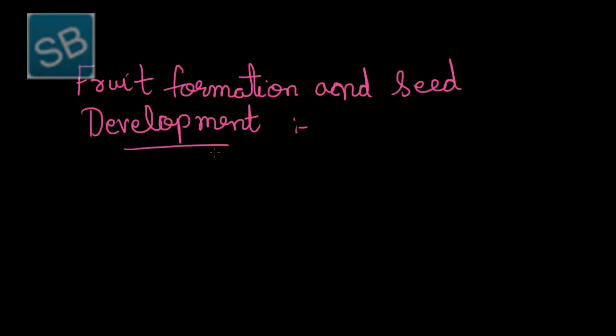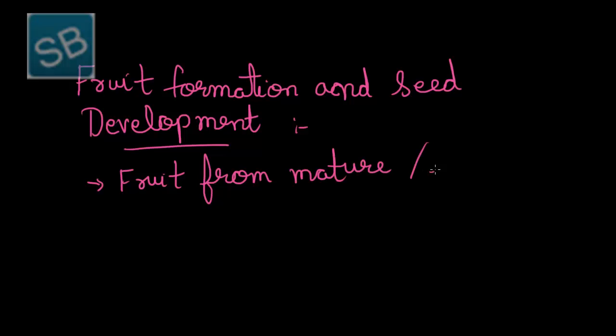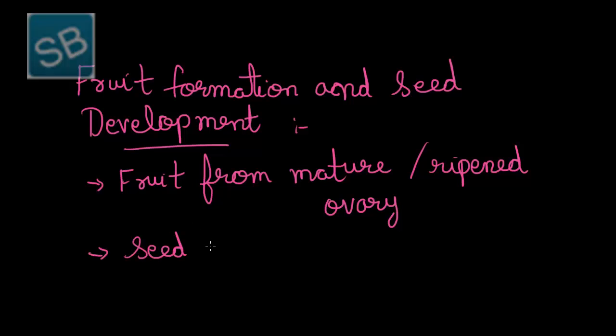As discussed earlier in the previous sections, the fruit is formed from the mature ovary or ripened ovary, while the seed is formed from the mature ovule.